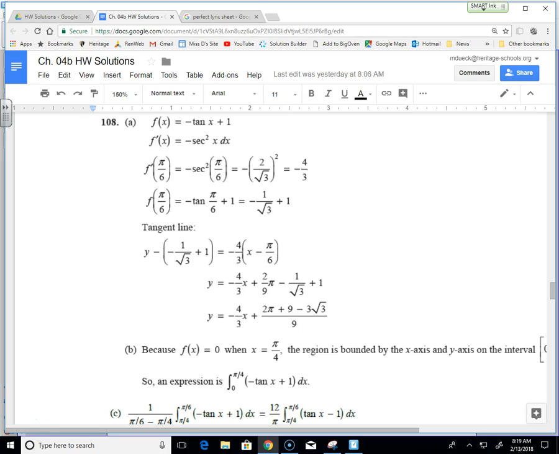Let me give you a second. Remember, tangent line, y minus y1. They had to go plug in and find it. Equals m times x minus x1.